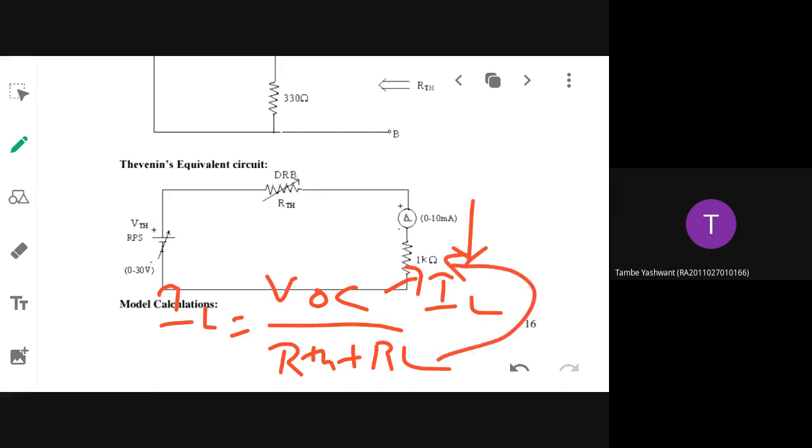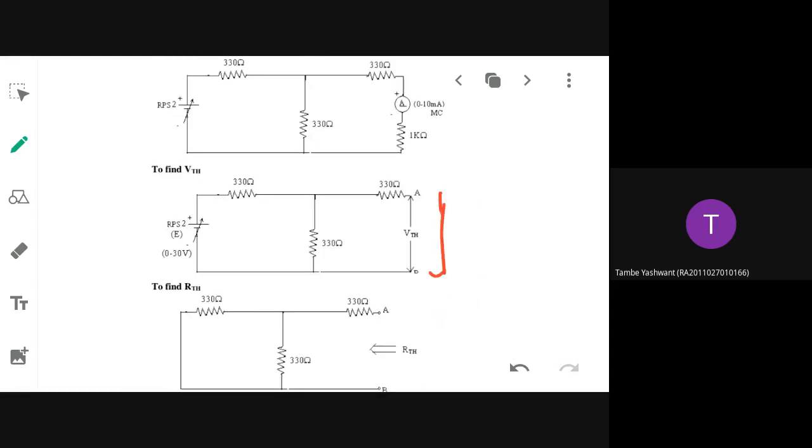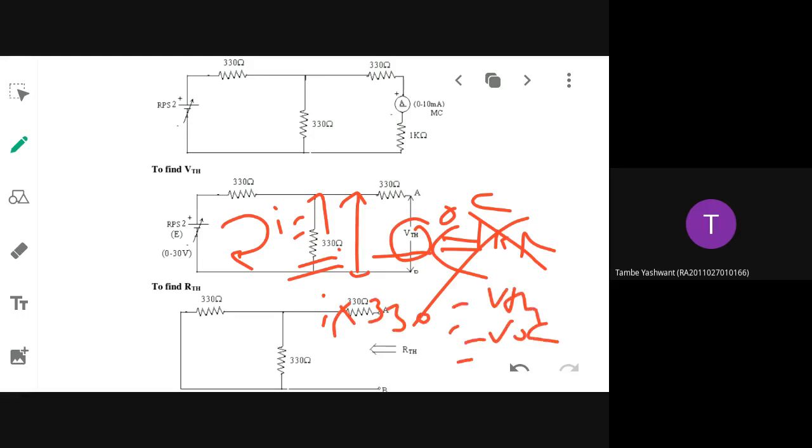VThevenin I told you now. Between this terminal only that 1K is connected. IL is asked through this, so you have to open the terminal. Here they have not connected 1K. 1K is not connected, they opened it. Then you have to find out the voltage by opening. Whatever may be the voltage that is appearing across this 330, same voltage will be VThevenin. So for that you have to write KVL here and find out what is I. You multiply I with 330. That will be giving you VThevenin or VOC. Understood? Yes, ma'am.